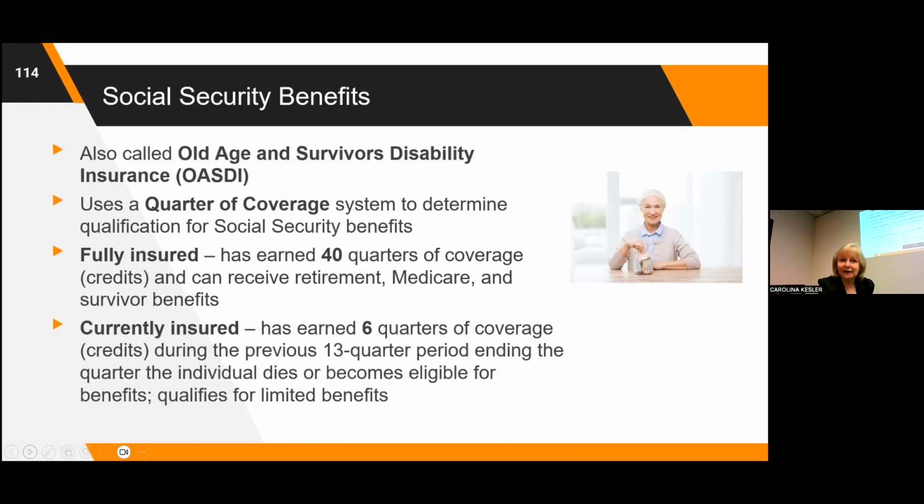Current goes with 6. Currently insured has 6 quarters of coverage or credits during the previous 13-quarter period, ending the quarter the individual dies or becomes eligible for benefits, and qualifies for limited benefits. So current is 6, fully is 40. 40 is 10 years, right? Just so you know, in case they decide to put 10 years instead of 40.